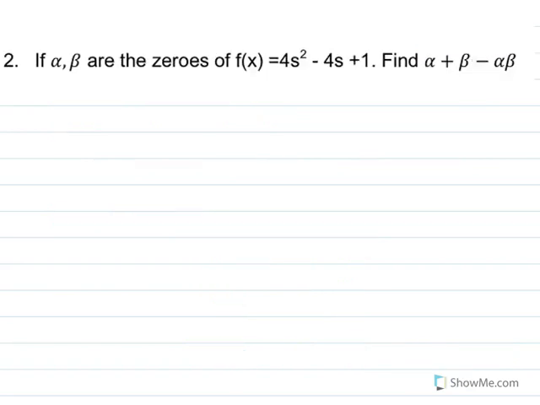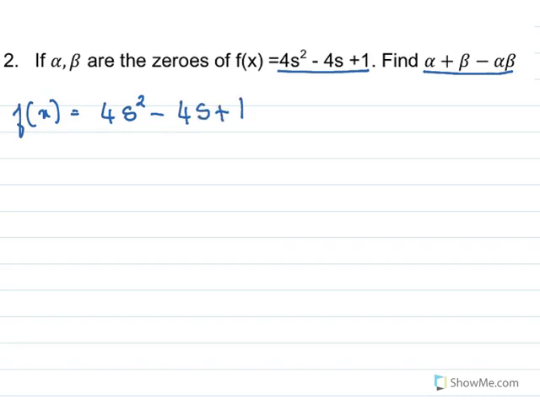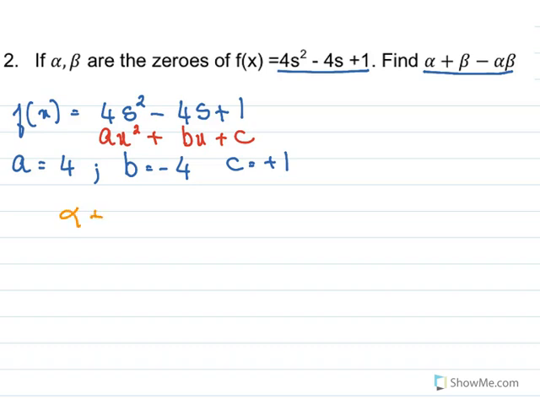If alpha beta are the zeros of the polynomial, find the value of alpha plus beta minus alpha beta. So the polynomial here is 4s square minus 4s plus 1. And when we compare it with the standard polynomial ax square plus bx plus c, we see that a is 4, b is minus 4 and c is plus 1. We need to find the value of alpha plus beta minus alpha beta.